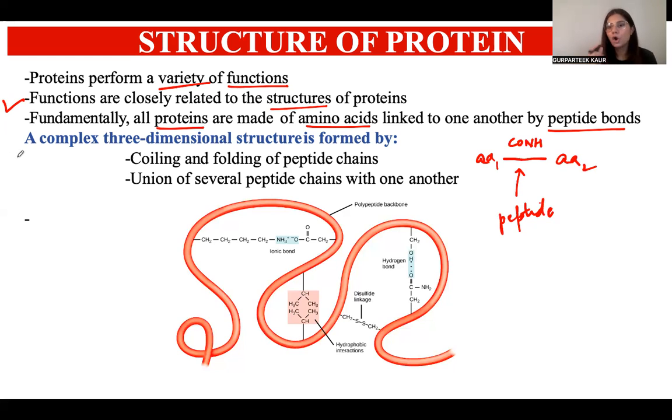The active form of the protein, the active structure of the protein, which is of utmost importance, is the tertiary structure. That is the three-dimensional structure. Now, the three-dimensional structure of the protein is formed by the coiling and folding of this peptide chain. And there are several different peptide chains that can connect to each other to form the next level of organization, that is the quaternary structure, which we will also discuss in this lecture.